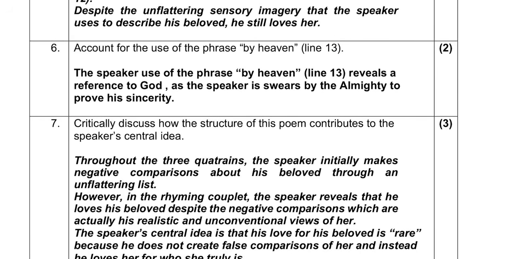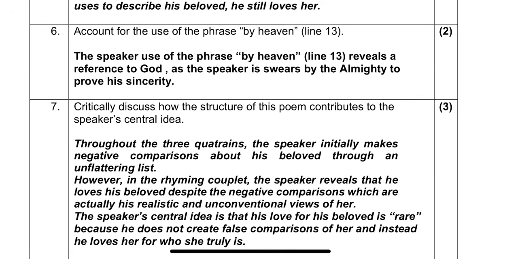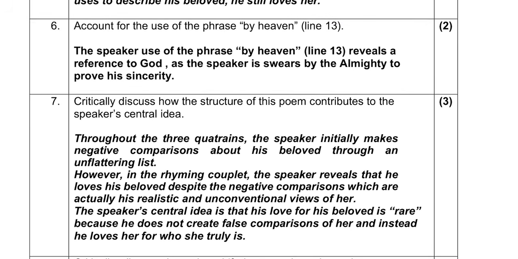Okay, throughout the 3 quatrains, the speaker initially makes negative comparisons about his beloved through an unflattering list. However, in the rhyming couplet, the speaker reveals that he loves his beloved despite the negative comparisons, which are actually his realistic and unconventional views of her. Right? So structure, line 1 to 12, 3 quatrains, one thing happens, right? Rhyming couplet at the end, another thing happens.